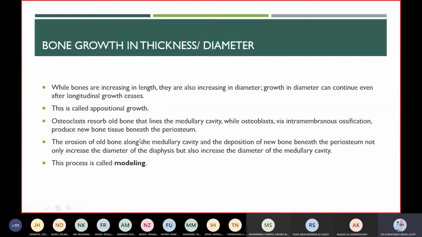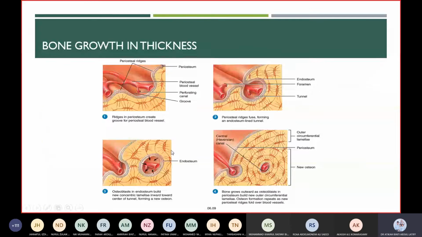So where was I? Bone growth in thickness or diameter is called appositional growth. Osteoclasts resorb old bone that lines the medullary cavity, while the osteoblasts through intramembranous ossification produce new bone beneath the periosteum. So the erosion of old bone along the medullary cavity and the deposition of new bone beneath the periosteum increases the diameter of the diaphysis and also the diameter of the medullary cavity. And this process is called remodeling.